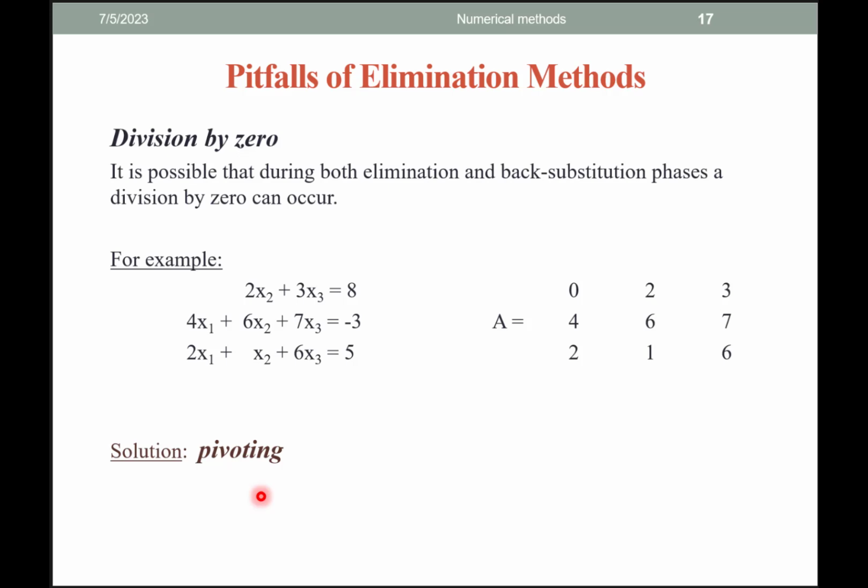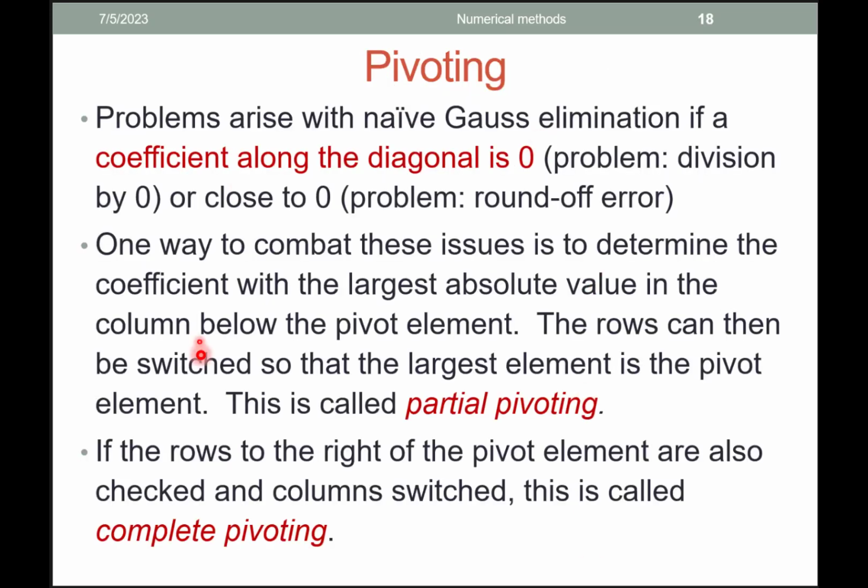And if I'm switching the rows, we call it partial pivoting. If I'm also switching the columns, so if I'm switching this column with this column, then I call it complete pivoting. All right. So all of that is summarized in this slide here, where we say the row can then be switched. So the largest element is the pivot in the pivot position, and this is called partial pivoting. And then if I switch the columns and the rows, then I call this complete pivoting.